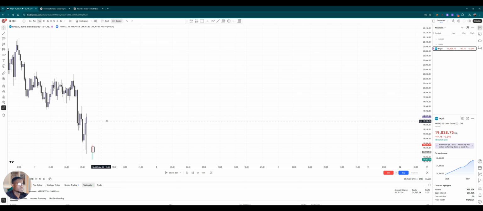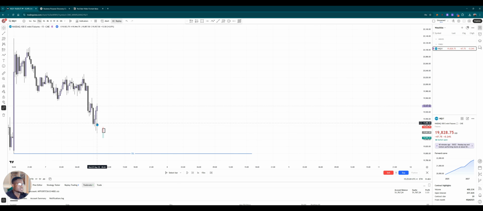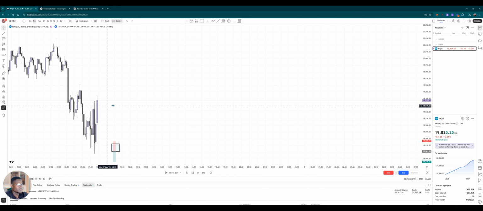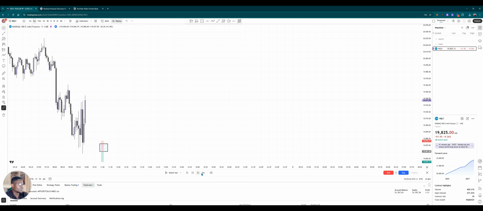And at this point, what time is it? This is at 9:45. And I'm not sure if I mentioned this in a previous video, but I typically do not take trades before 10 a.m. And you will see my very good reasoning for that momentarily. So I drop down to the 5-minute, and let's run the chart and see what happens.